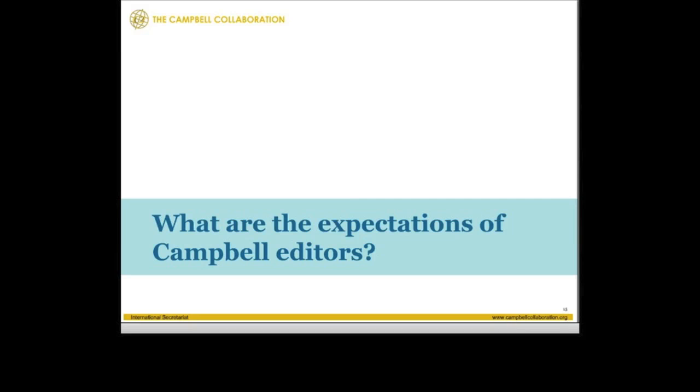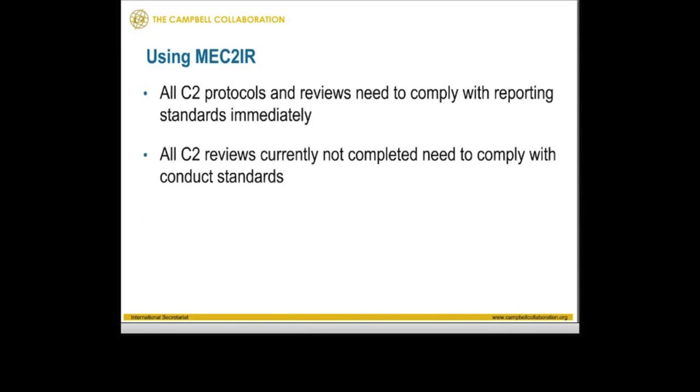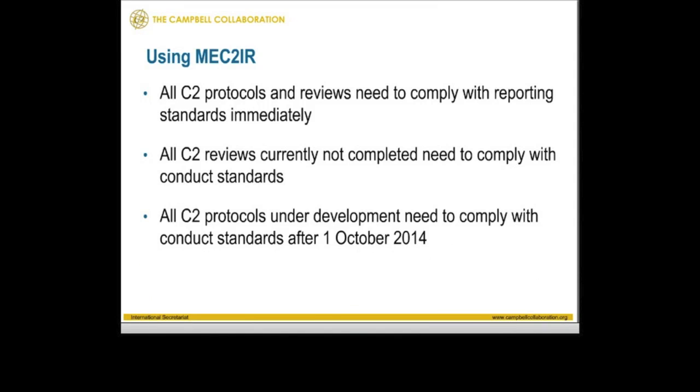And I'm going to talk briefly today about our expectations for Campbell editors and, relatedly, what we expect from our authors as well. So as we look at the MECIR expectations, one of the most important points to mention to begin with is that the standards have been adopted as of October 1st, and all reviews and protocols moving forward must comply with the reporting standards.